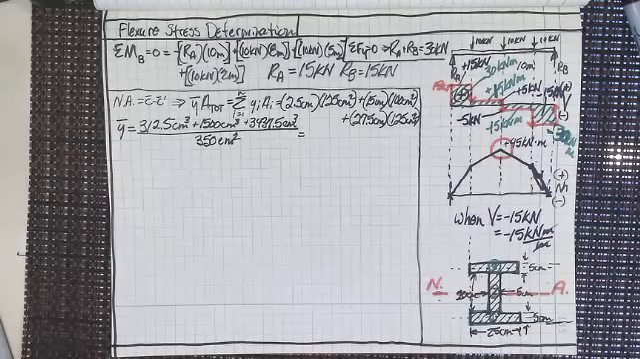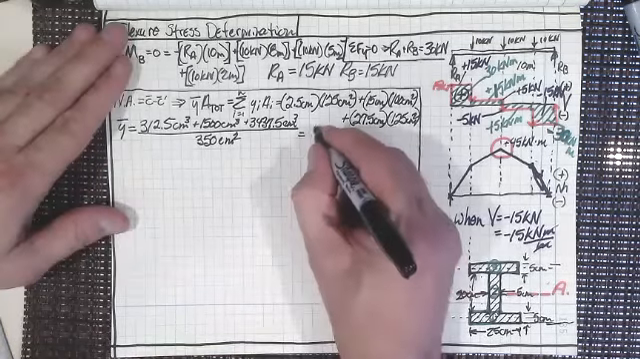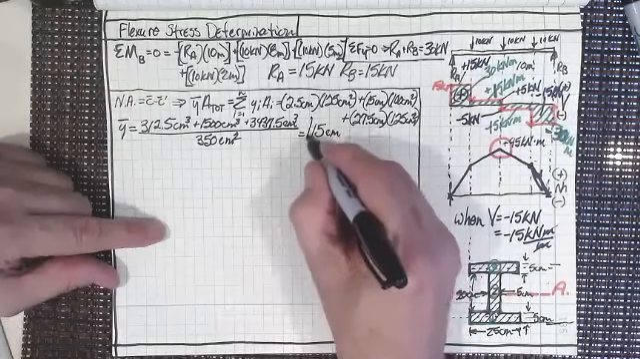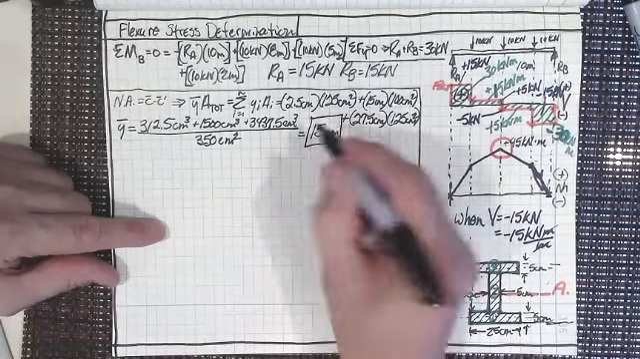Let's do this. 312.5 plus 1500 plus 3437.5 divided by 350 gives me 15 exactly. Thank goodness. 15 centimeters. And that is us showing it.